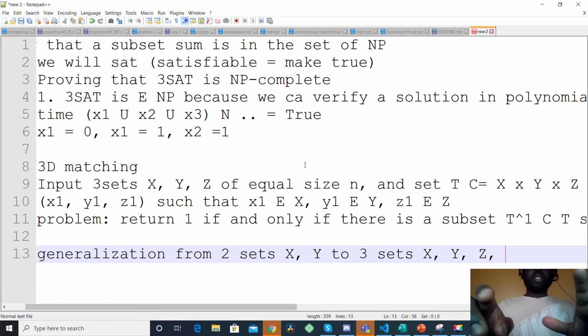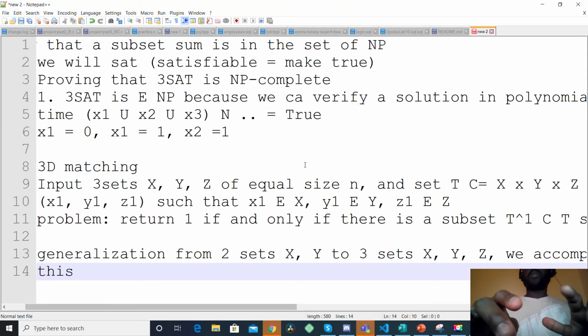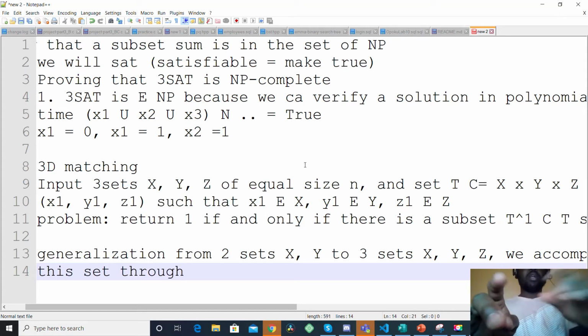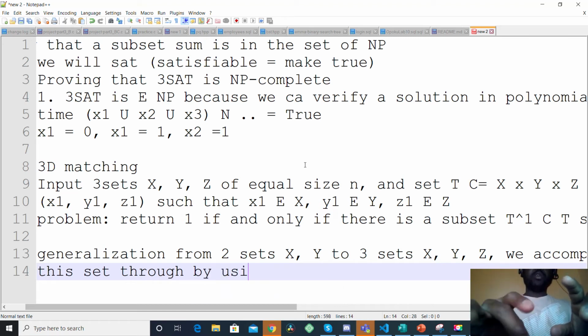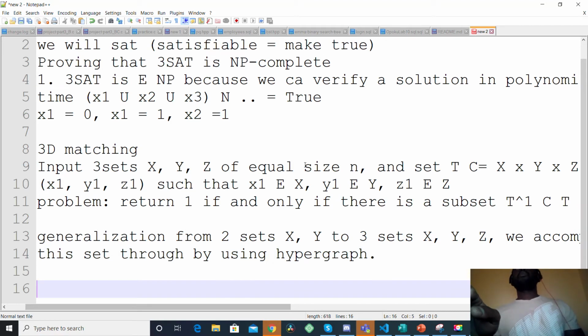And you can accomplish this through a graph, by using a hypergraph. I wouldn't go much into the hypergraph.